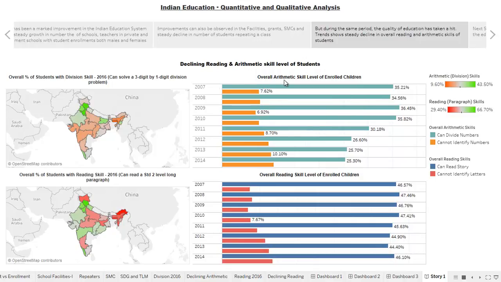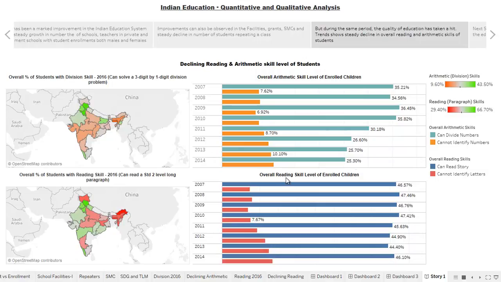Let us talk about the arithmetic skills. To judge the skills of students, there are two areas of primary importance. The first one is the arithmetic skills, and the second one is the reading skills. The interesting thing we have noticed here is that the number of students who are not able to identify numbers has been steadily increasing in the last 5 or 6 years, and at the same time the number of students who can perform division correctly has been decreasing steadily.